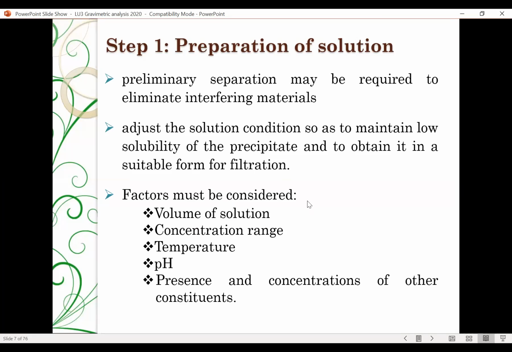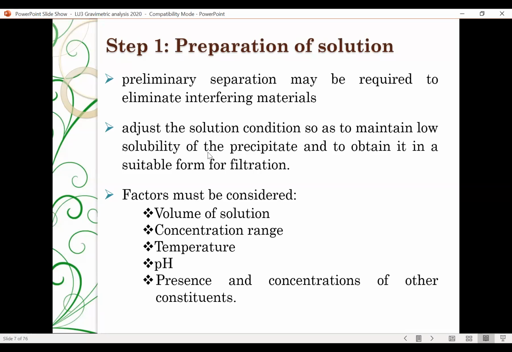The first step, preparation of solution. Preliminary separation may be required to eliminate interfering materials. So you need to adjust the solution condition so as to maintain low solubility of the precipitate and to obtain it in a suitable form for filtration. We need to adjust the solution condition so that we can have low solubility of the precipitate and we can filter it.